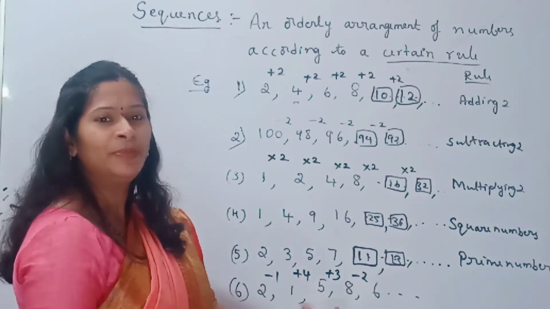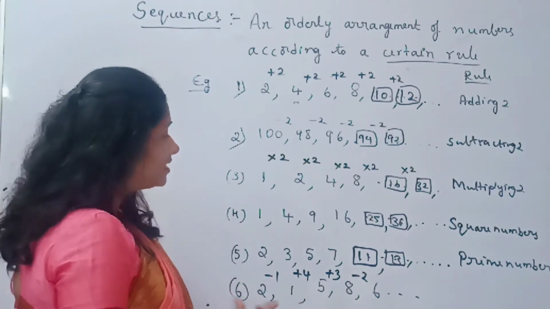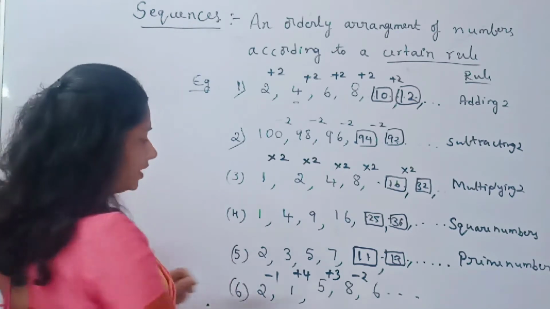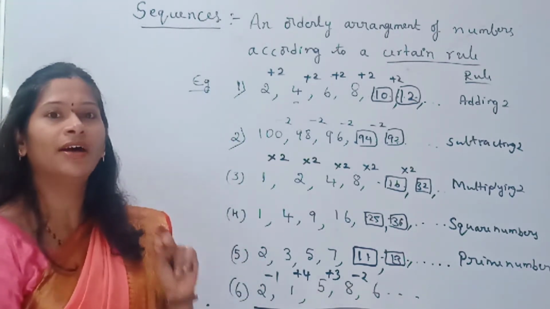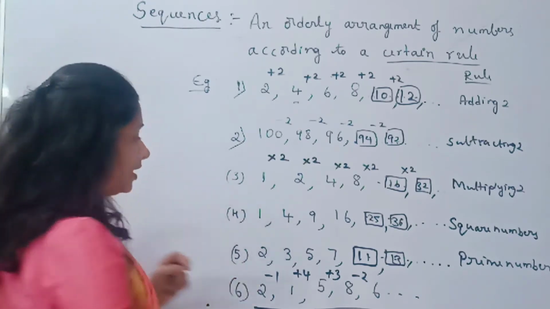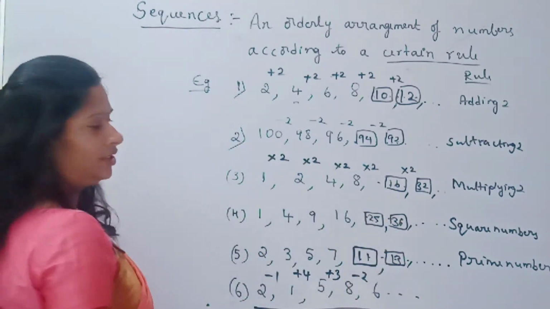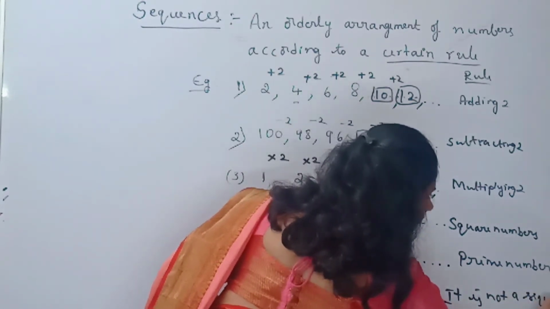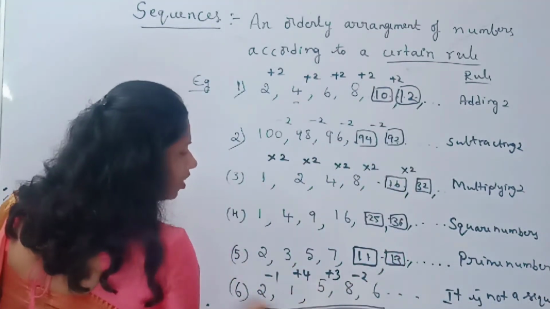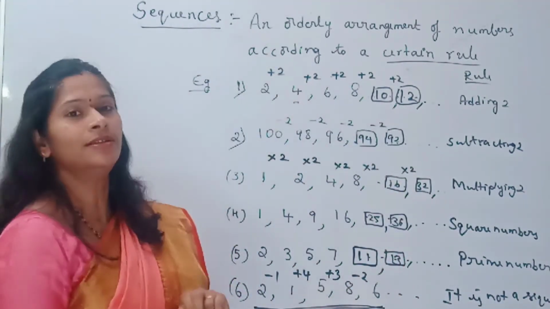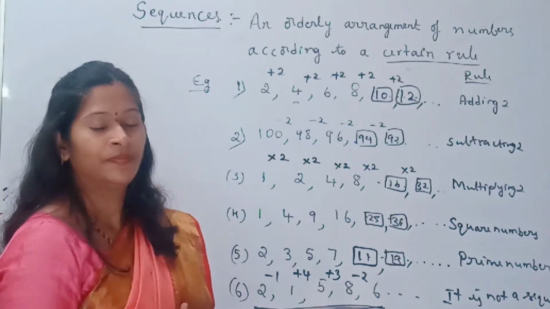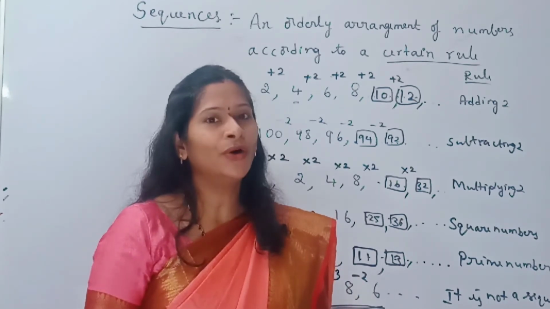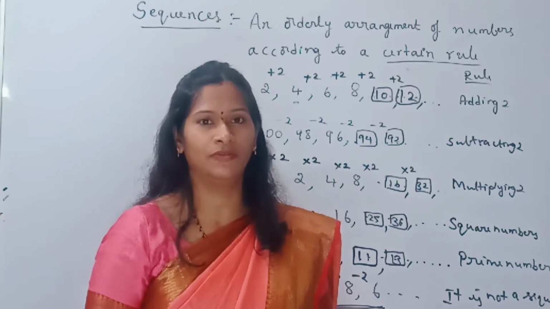So is there any rule behind this sequence, children? These numbers are not arranged according to a certain rule. Got it? So it is not a sequence, children, because these numbers are not arranged according to a certain rule. So what do you mean by sequence? An orderly arrangement of numbers according to a certain rule is called a sequence.